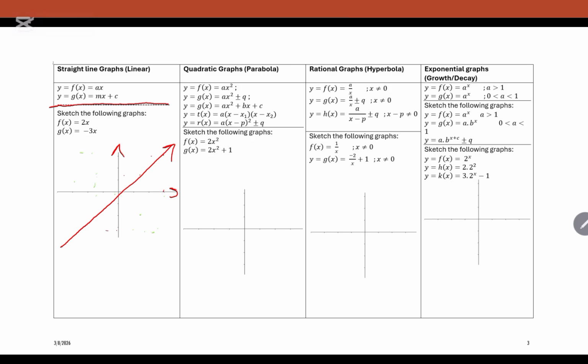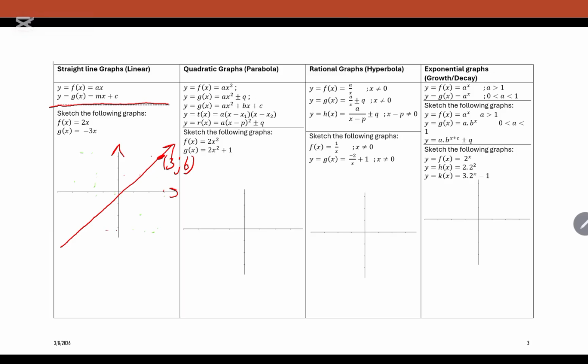Now, I'm simply going to identify a point on the graph. I pick the value of x is 3. Now, if x is 3, that will be 3 times 2 is 6. So the coordinate of this point is (3; 6).